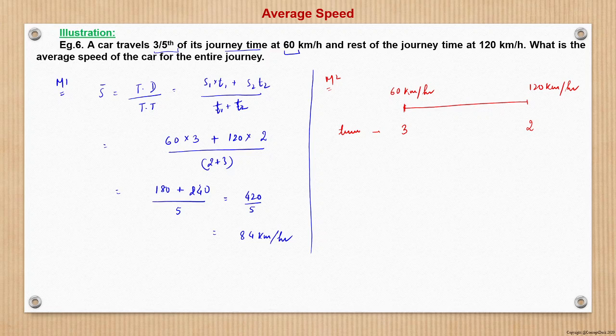Earlier, since the ratio of time was not directly given, we used to derive the ratio of time from the ratio of speed and then multiplying the distance factor. But since directly here the time ratio has been given, we just use this. So S bar, which is the average speed, is nothing but 60 into 3 plus 120 into 2 upon 3 plus 2. Right? Essentially the same thing we have done here. So this becomes again 420 upon 5, which is 84 kilometer per hour. Right? This is the answer.